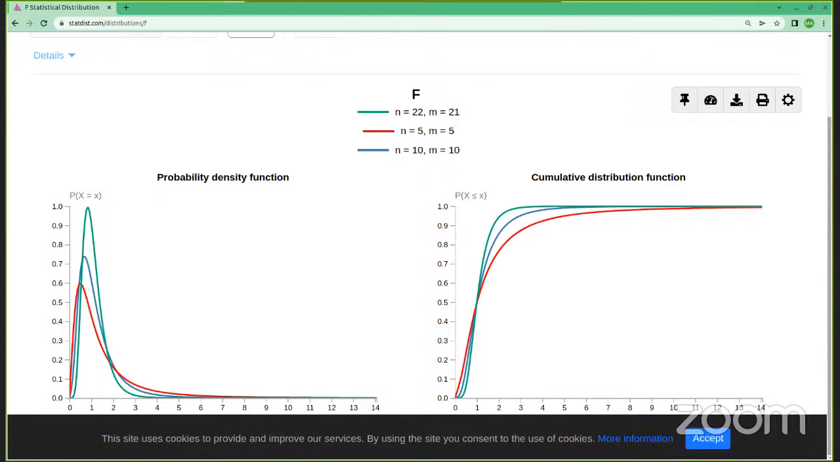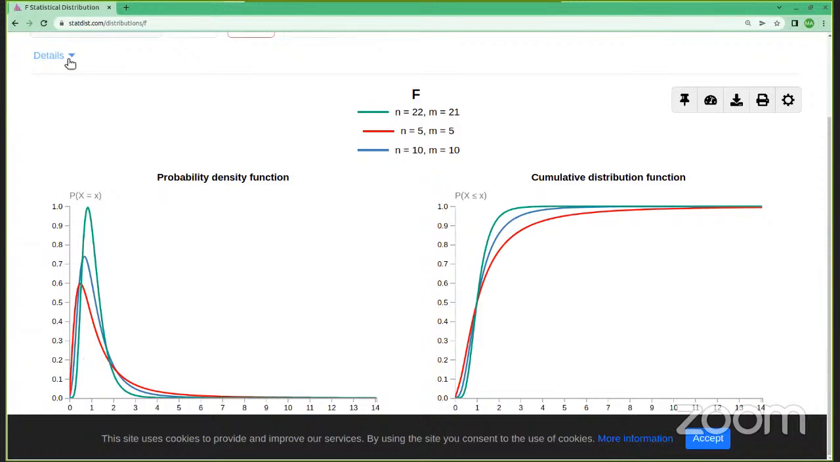Sir, along the x-axis, it's the degree of freedom, right? No. The x-axis is actually the values. The value of this F distribution is actually Sx square divided by Sy square. And the y-axis is? The y-axis is the probability. This is a PDF graph. Okay, in a PDF, the x-axis is x, right? Yes, and this is the probability that the random variable X equals x.